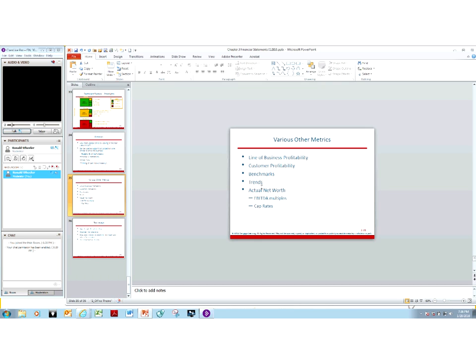Benchmarks. It's helpful to look at other companies perhaps in your industry, or even looking at historical trends and seeing: are we improving? Are we doing better than our competitors? Are we doing better than we've done in the past? Are we starting to see those things go down on us? Are we seeing negative trends, and do we need to be proactively adjusting and fixing for those? And then to some extent we've talked about net worth.